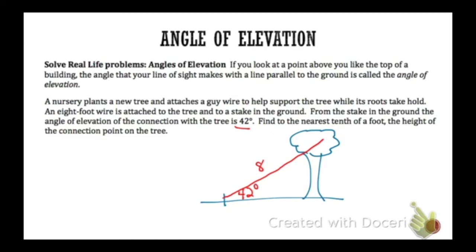And then find to the nearest tenth of a foot the height of the connection point to the tree. So that is what we're looking for, and there's our right angle. So once again, we know an angle, we want to know the side that's opposite, and we know the hypotenuse. So we could use a sine function. So the sine of 42 equals X over 8. And then you can just multiply both sides by 8 and find out that that height is about, if we go to one decimal place, 5.4 feet.